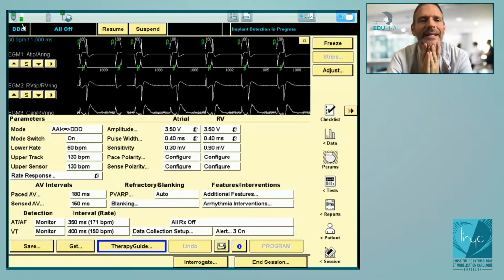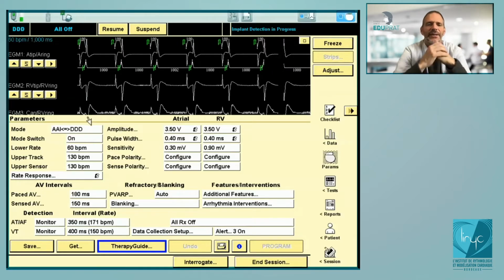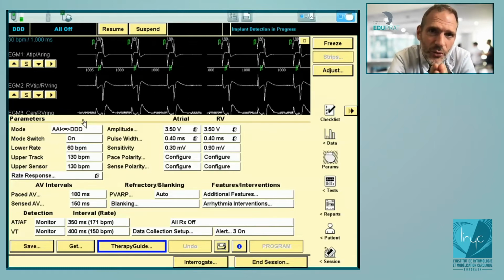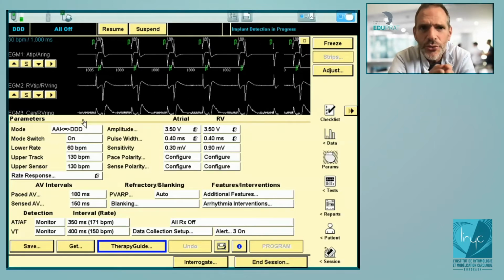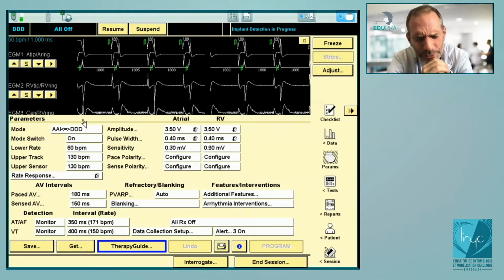Okay. Then now you have implanted this device in a patient with sinus node dysfunction. So we're going to discuss which parameters I think you should program, how you should program it, and how the different algorithms will work.